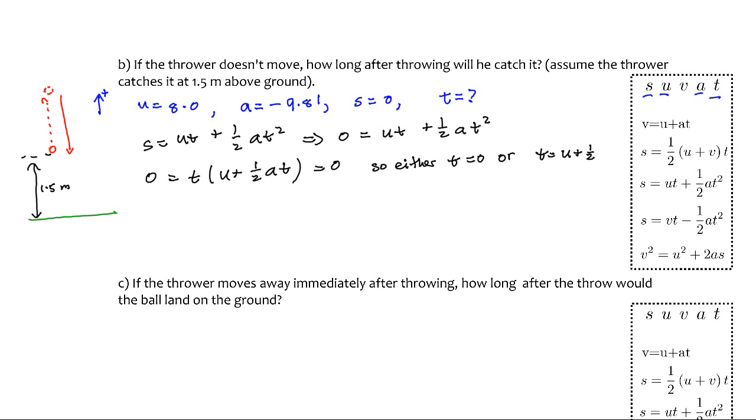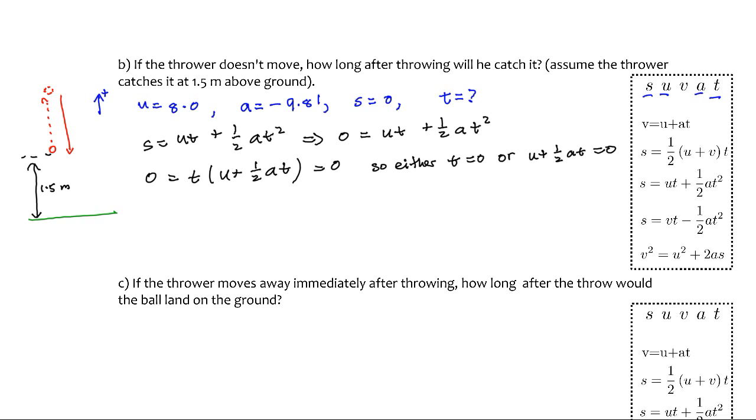Sorry, this is wrong. Why isn't it erasing? Oops, sorry. So you get t is equal to 0 or u plus half at is equal to 0.